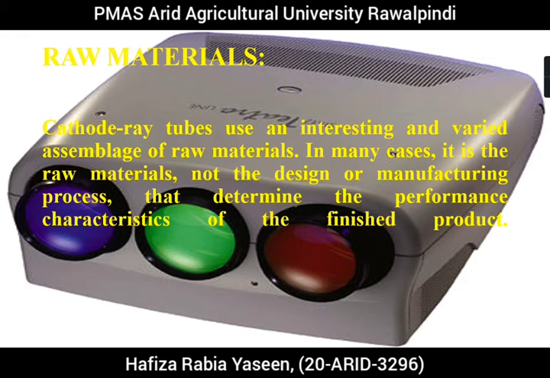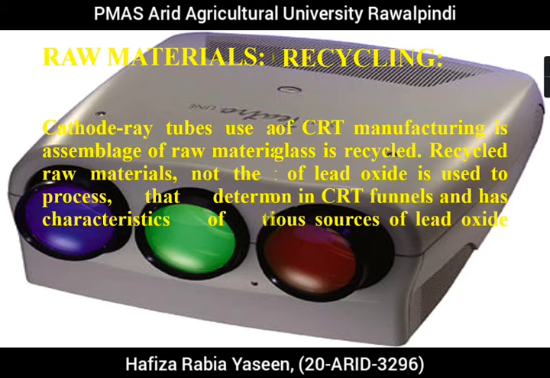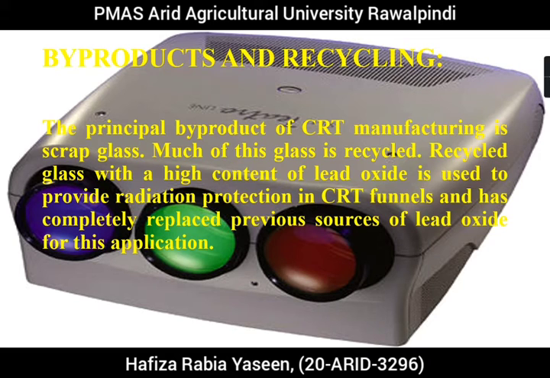Raw material. Cathode ray tubes use an interesting and varied assemblage of raw materials. In many cases, it is the raw material, not the design or manufacturing process, that determines the performance characteristics of the finished product. Byproduct and recycling. The principal byproduct of CRT manufacturing is scrap glass. Much of this glass is recycled. Recycled glass with a high content of lead oxide is used to provide radiation protection in CRT funnels and has completely replaced previous sources of lead oxide for this application.